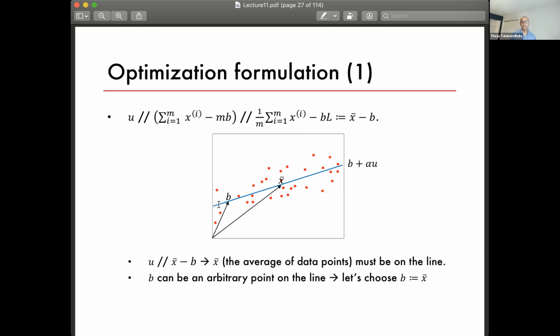And b is any arbitrary point on this line, so why not just choose b to be x bar itself? In the original optimization problem, we have too many things to choose: u, b, and the alpha i's. From this discussion, we can say that x bar must be on the line, so why not choose x bar itself to be b? Remember, to define a line we just need a point on the line. We just established that x bar has to be on the line, so let's just call x bar b. Any questions here?